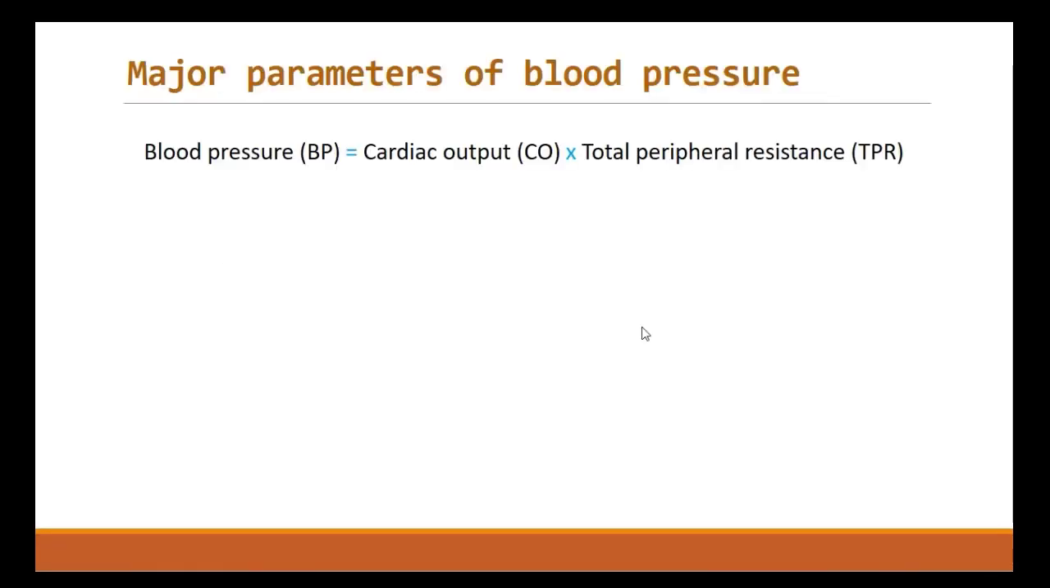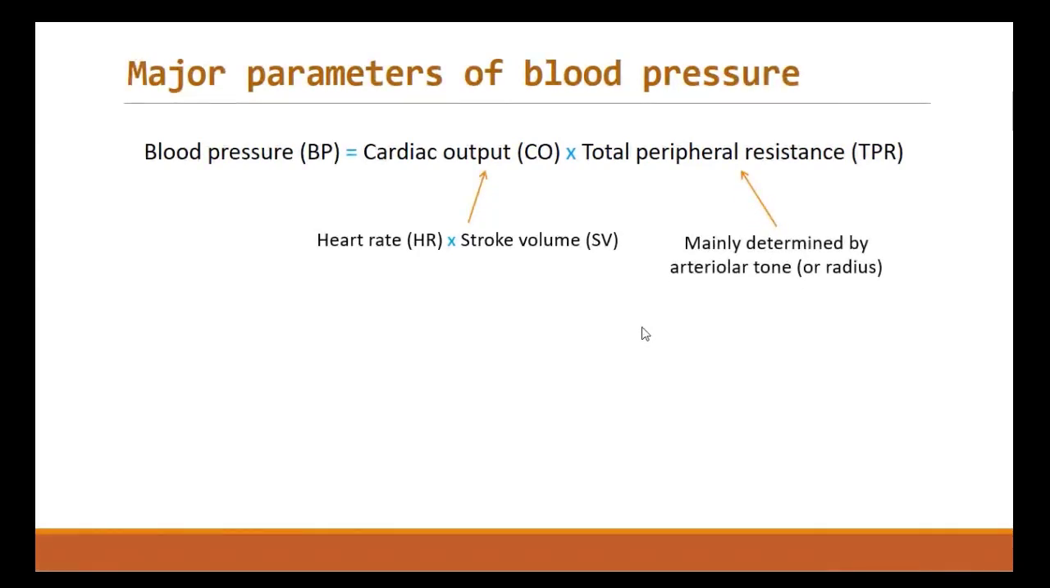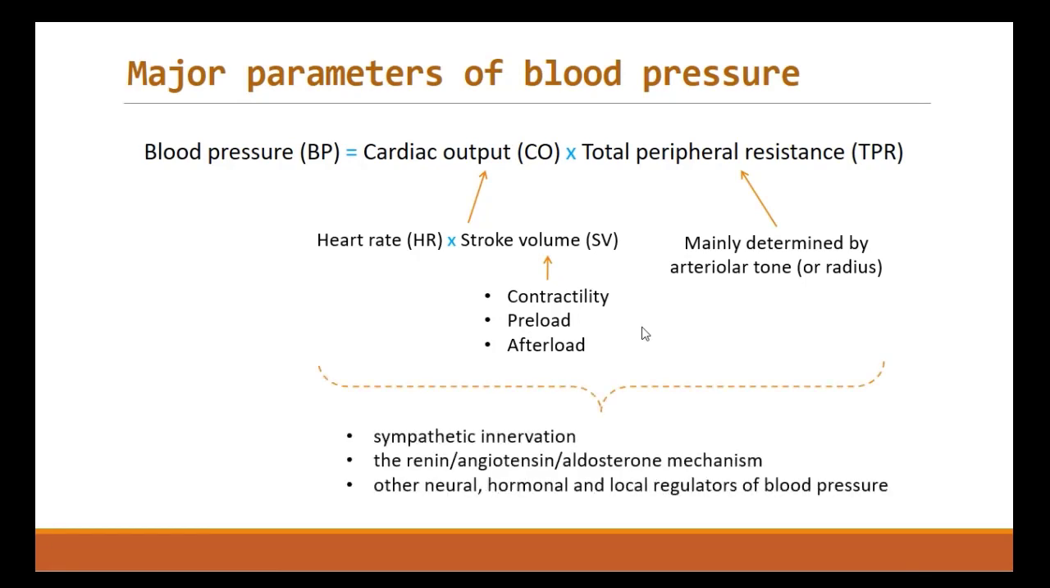All right, now major parameters of blood pressure control. Blood pressure is determined by two major parameters: cardiac output and the total peripheral resistance. What determines cardiac output is heart rate and stroke volume, right? What determines total peripheral resistance is the tone in the arteries and mainly in the arterioles. What determines stroke volume? Preload, afterload, contractility of the myocardium itself, right? What determines all of them? You have the sympathetic nervous system, the renin, angiotensin, aldosterone system. There are other neural, hormonal, and local regulators of blood pressure as well. So it's a very complicated regulatory mechanism for blood pressure.